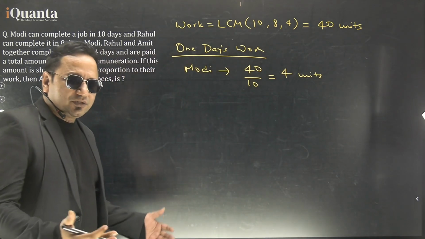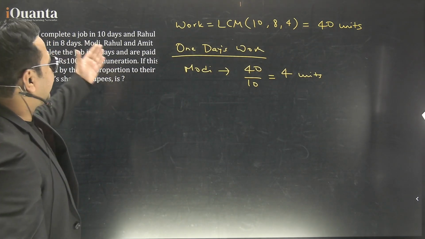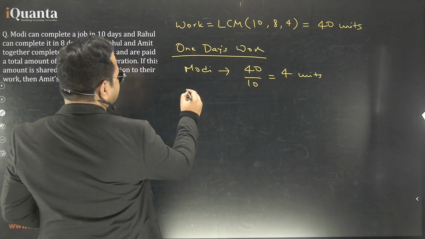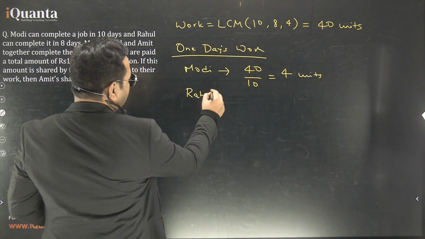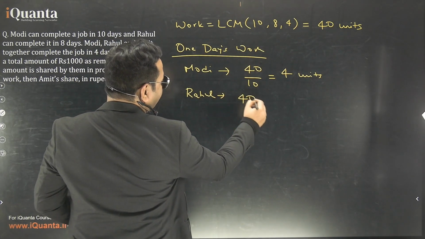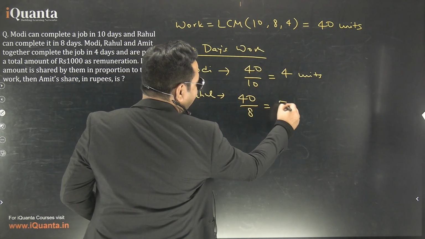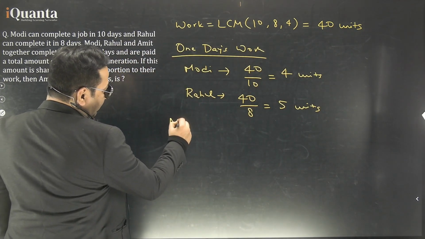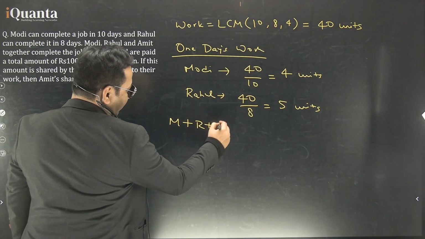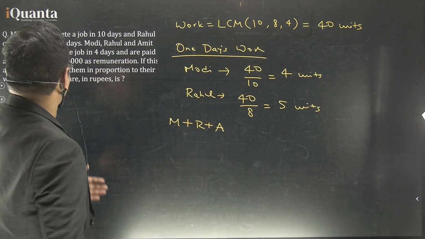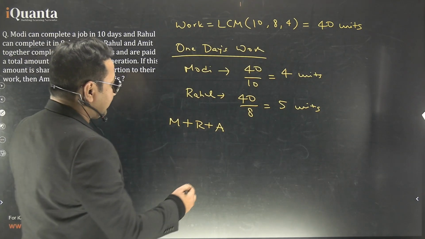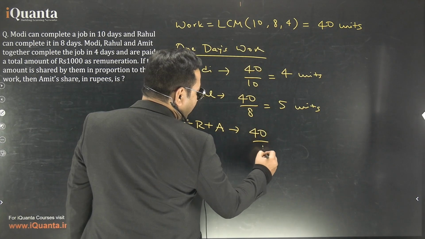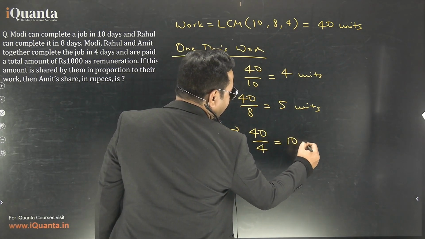Very simple calculation. 40 units of work is there, he can do it in 10 days, so every day he is doing 4 units of work. And similarly, this guy Rahul would be doing 40 upon 8, that comes out to be 5 units of work per day. And total, Modi plus Rahul plus Amit, I'm using MRA for their names, they are doing it in 4 days. So combined, they will be doing every day 40 upon 4. That comes out to be 10 units of work.